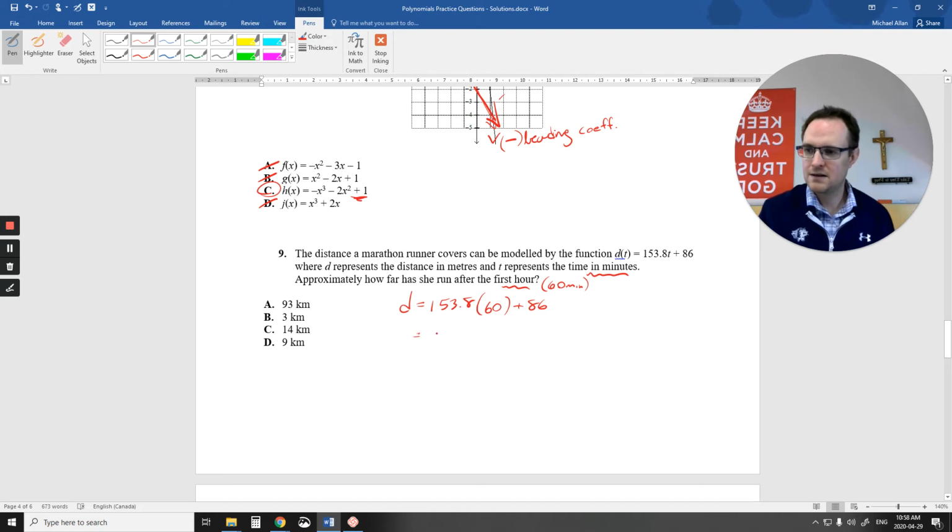I get 9,314 meters. Okay, because D is going to be represented in meters. These are all kilometers here, but remember a kilometer is 1,000 meters. So you can move this decimal 3 times. Land right there. So 9.314 kilometers. So it would be D.